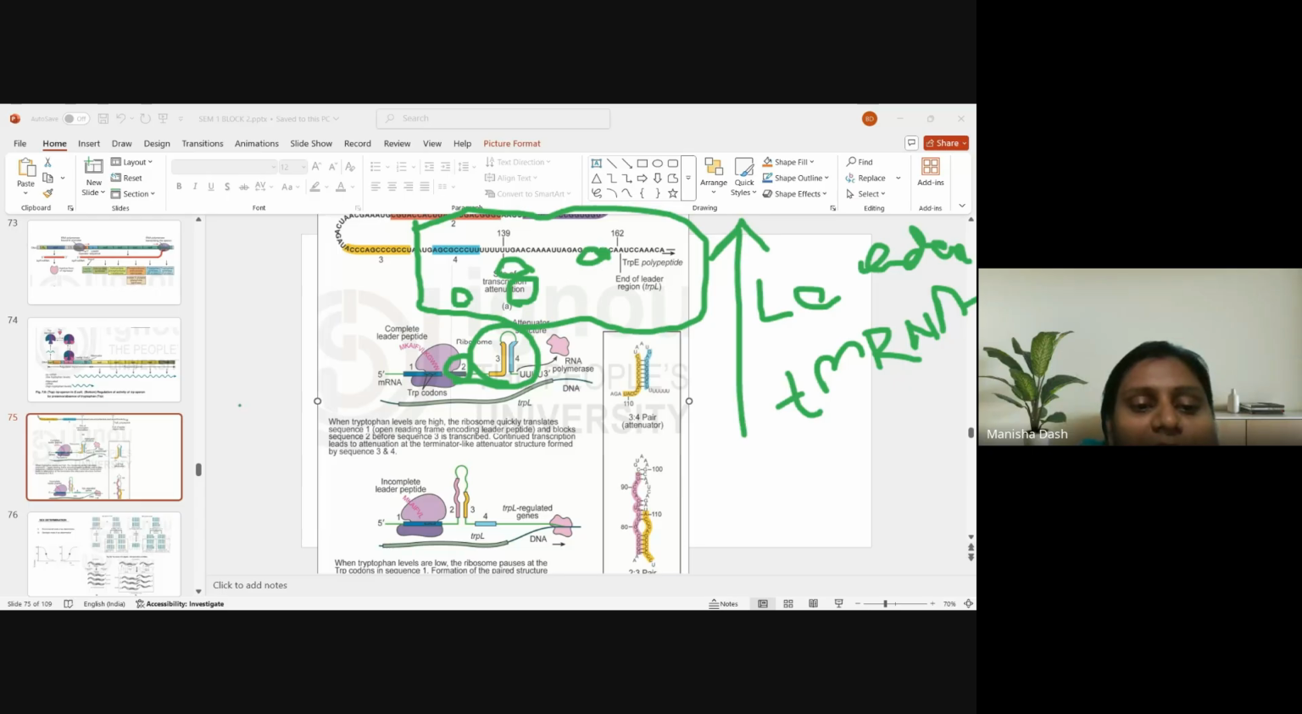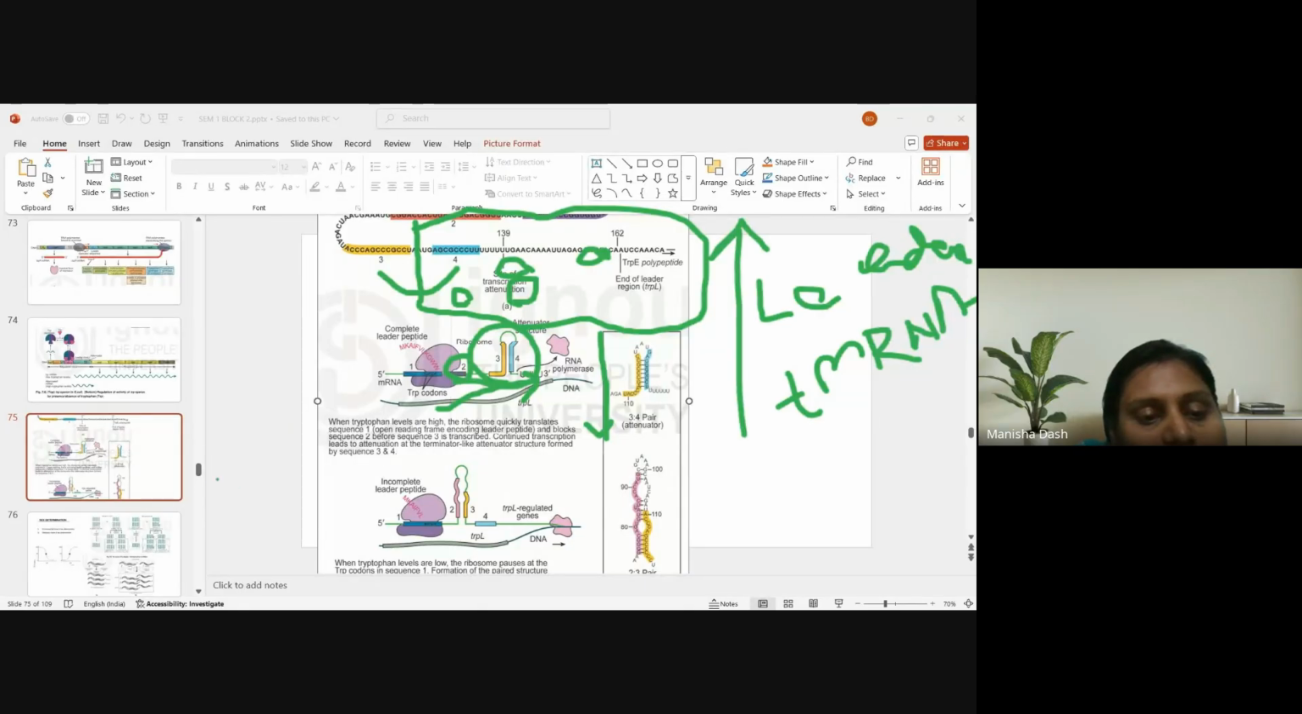So, because of this, what will happen? The RNA polymerase or the ribosome cannot move, and the gene expression will be slowed down. As you can observe, the RNA polymerase has been removed from the DNA-mRNA sequence because of the presence of this hairpin-like structure formed by the pairing of these two sequences, sequence 3 and sequence 4.